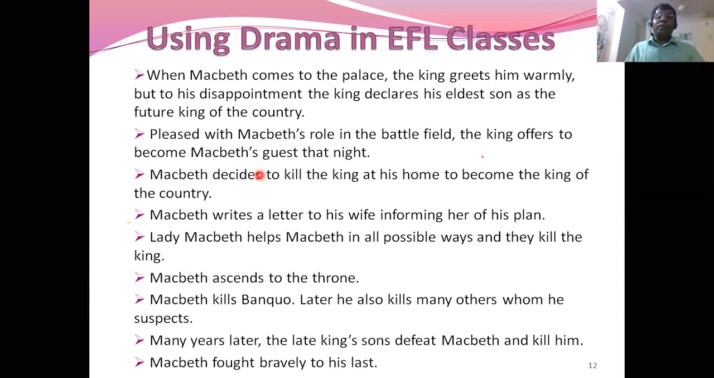When Macbeth comes to the palace, the king greets him warmly, but to his astonishment, the king declares his eldest son as the future king of the country. Pleased with Macbeth's role in the battlefield, the king offers to become Macbeth's guest that night. Macbeth decides to kill the king at his home to become the king of the country himself. Macbeth writes a letter to his wife informing her of his plan. Lady Macbeth helps Macbeth in all possible ways, and they kill the king. Macbeth ascends to the throne.